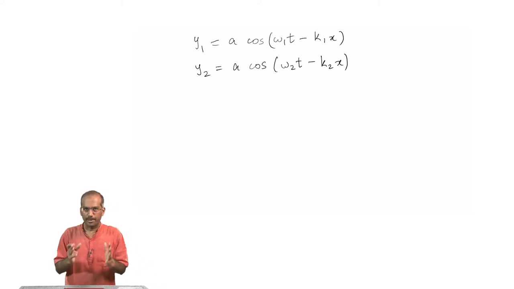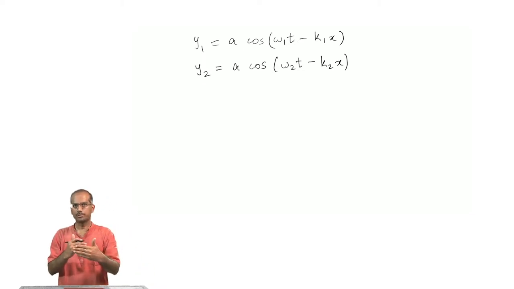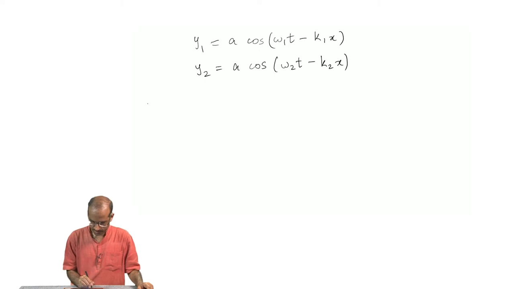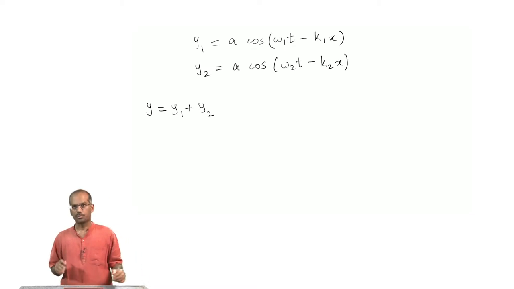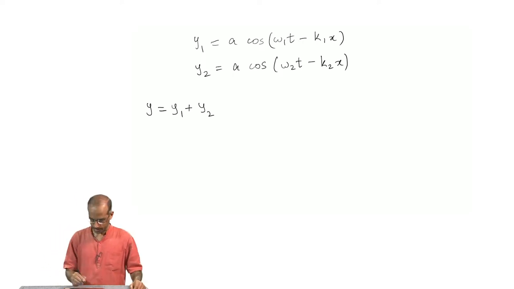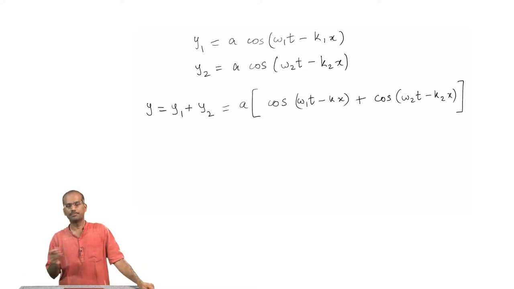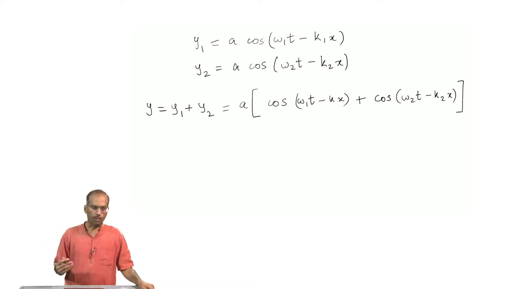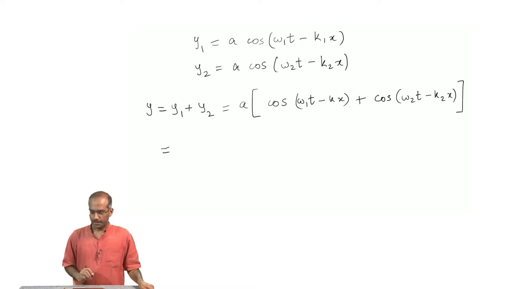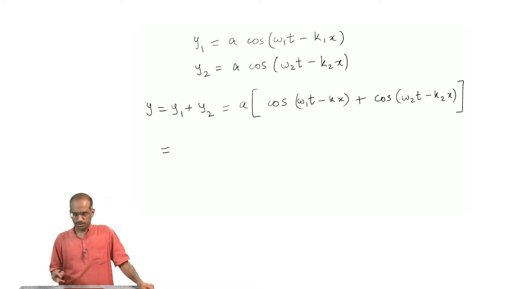Now, if I make a wave which is a superposition of both these waves, y will be a function of position and time as usual, but is going to be a superposition of y1 and y2. So, y equals y1 plus y2. That would be something like this. The net displacement is simply the sum of the displacements of y1 and y2. Now, all I need to do is to use the trigonometric formula for cos A plus cos B.